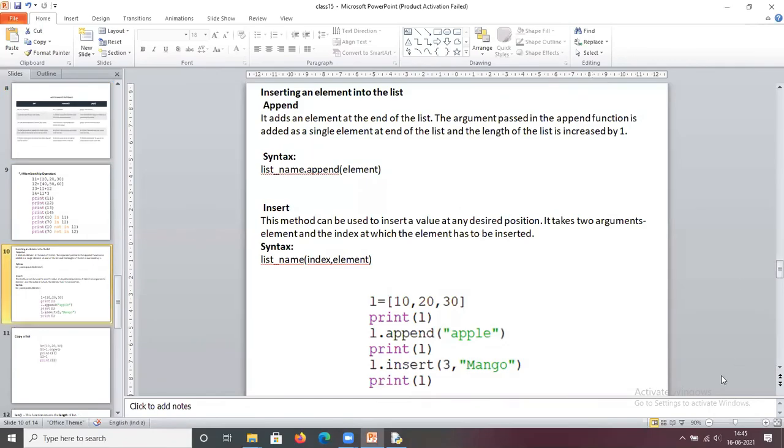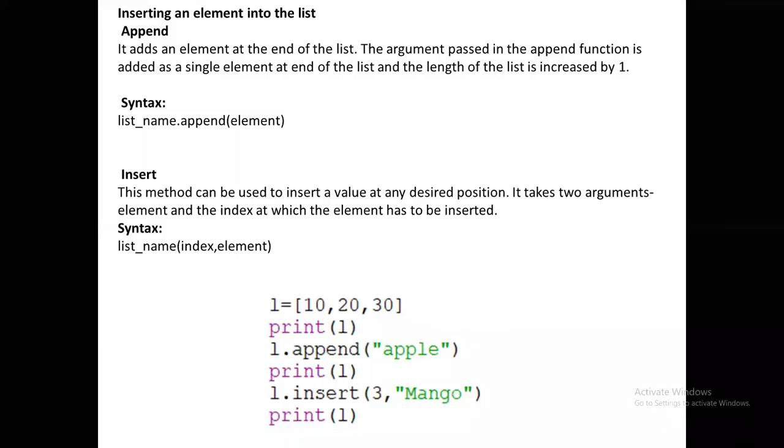So next one is inserting the elements. Inserting an element into the list. So what is it? Inserting is nothing but, already you created a list, for example L equals 10, 20, 30. Now I want to insert an element into this list by using these two methods. One is append, another one is insert.